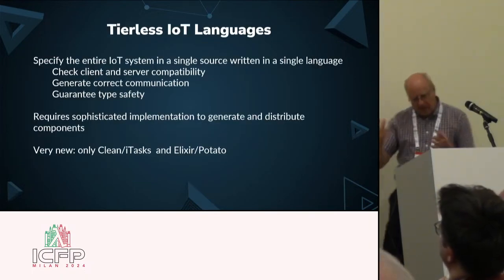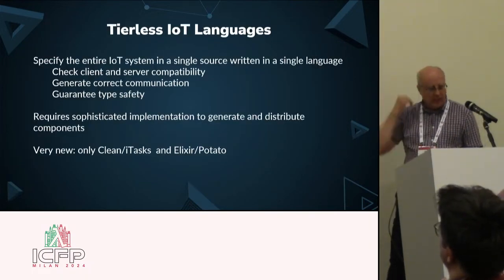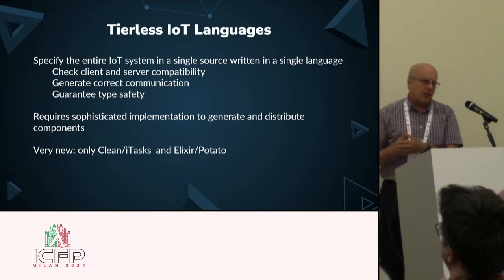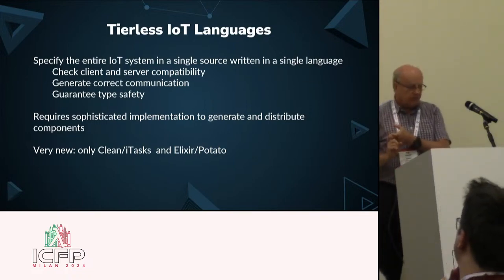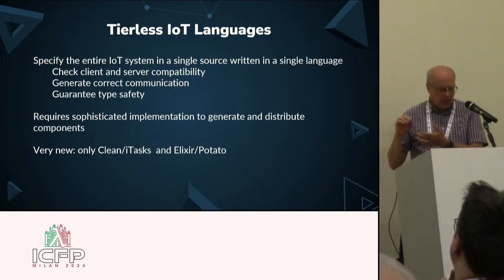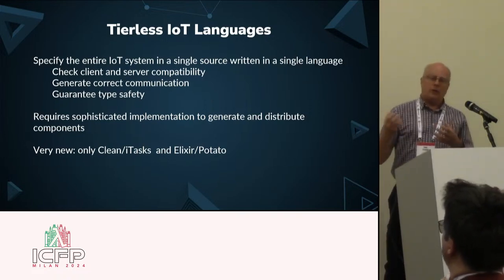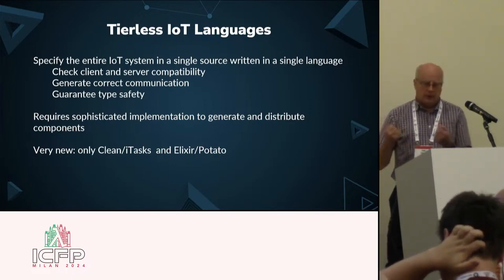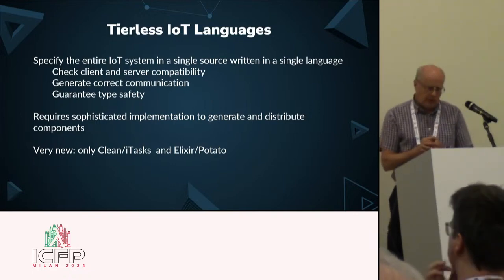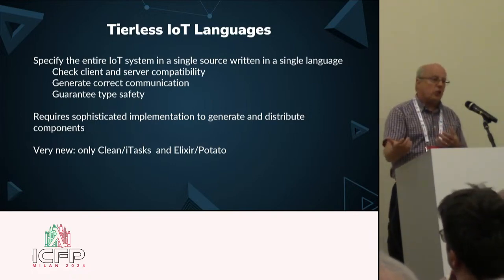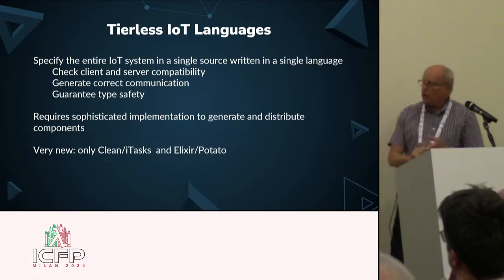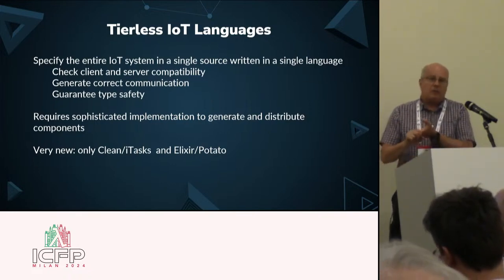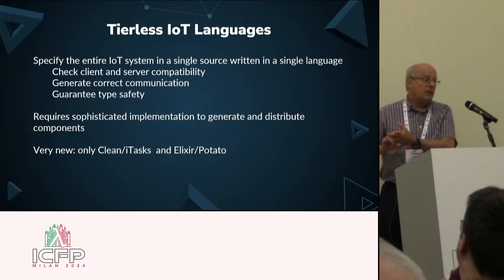Okay. The alternative is to use a tierless language, sometimes called a multi-tier language, where you write the entire application as a single source in a single language, and you can then check what you might think of as client and server code for compatibility. Is the client sending the messages the server expects, and vice versa? The compiler generates the correct communication code, and because it's in a single language, you can guarantee type safety.